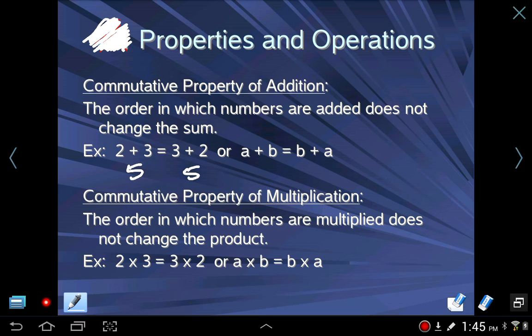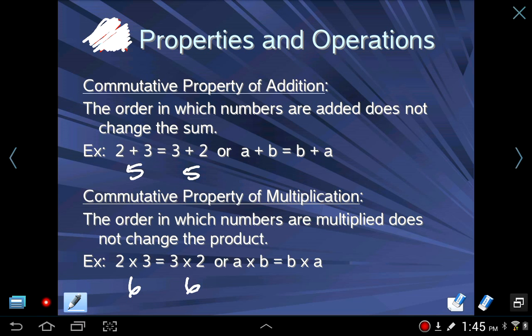A plus B equals B plus A. That's just using variables. Doesn't matter which order you add. Okay. The commutative property of multiplication is the same thing. The order in which numbers are multiplied does not change the product. So 2 times 3 would be 6. 3 times 2 would be 6. Okay. A times B is the same thing as B times A.